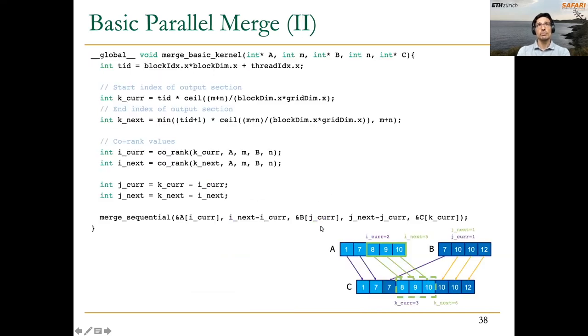And this is the code of the basic parallel merge. Observe that we are dividing the whole output array among the available threads. This is the thread identifier. Based on this thread identifier, the size of the output, m plus n, and the total number of threads that we are using, we obtain k current and k next. Using these, we call the core rank function such that we obtain i current and i next, and then j current and j next. These define the sections of the input lists A and B that we have to look at, and then we can perform the sequential merge.